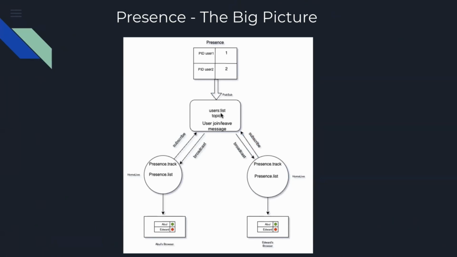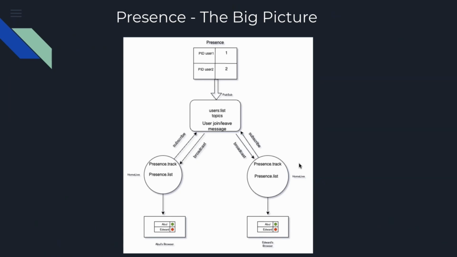In our case, we have this users list topic, and what PubSub does is take the data from Presence and publish it to this particular topic. So whatever LiveView processes are subscribed to this users list topic are going to receive the message that user one has logged in. In our case, this home LiveView process is subscribed to users list, so it's going to receive the message that user one has joined.